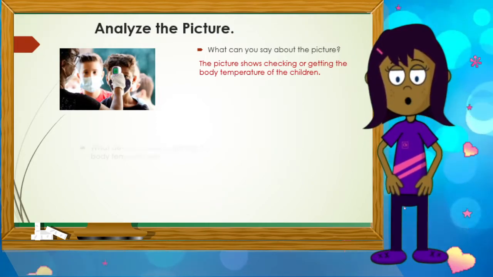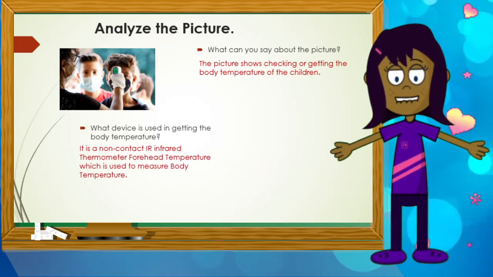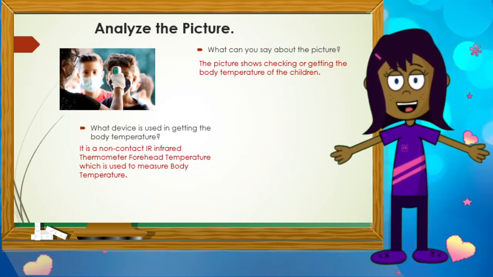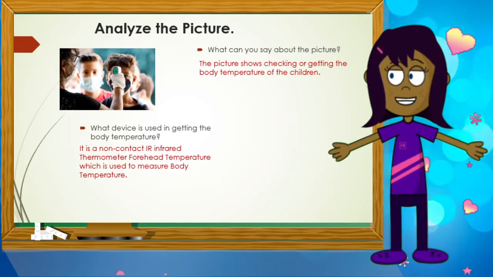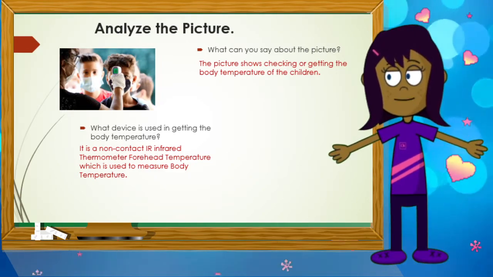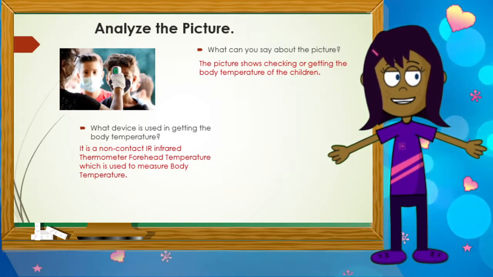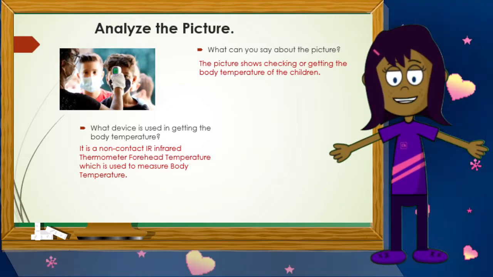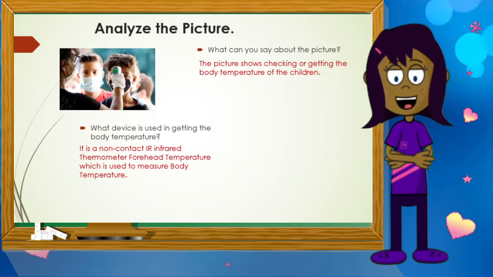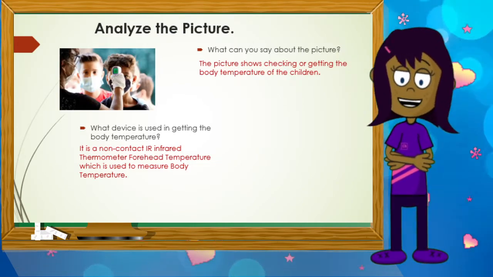So what device is used in getting the body temperature? It is a non-contact IR infrared thermometer forehead temperature, which is used to measure body temperature. So aside from the non-contact IR infrared thermometer, these are the new devices that measure body temperature. We can also use a thermometer, the digital thermometer, to measure or check body temperature, right?